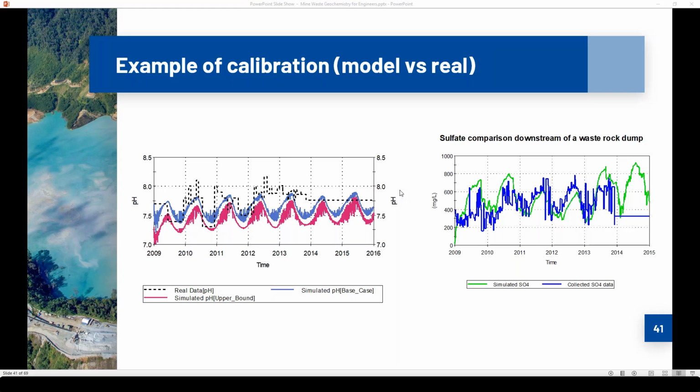For this particular mine site, I'll show you on one of the later slides, we do comparisons between the predictions and the measured water quality at various points. I'm just showing you an example of the calibration between the modeled and real water qualities for one of the waste rock dumps.